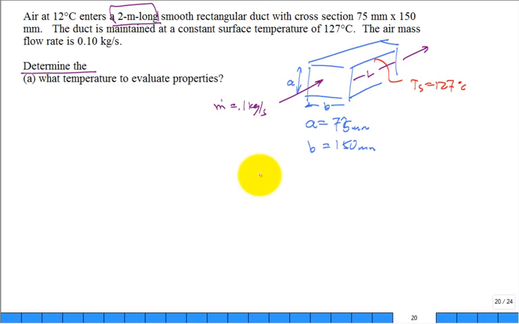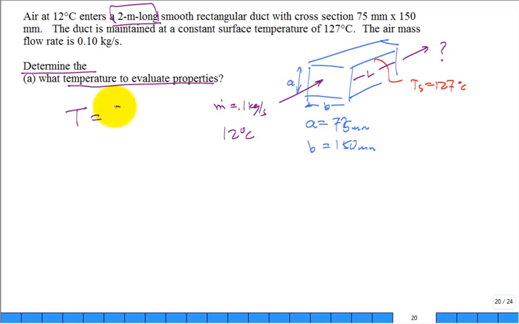So it comes in at 12 degrees C. It's going to go out at some unknown temperature. And I'm going to have to check the Reynolds number. I'm going to have to know the viscosity. So right away, I need to get a temperature to evaluate the properties of air.